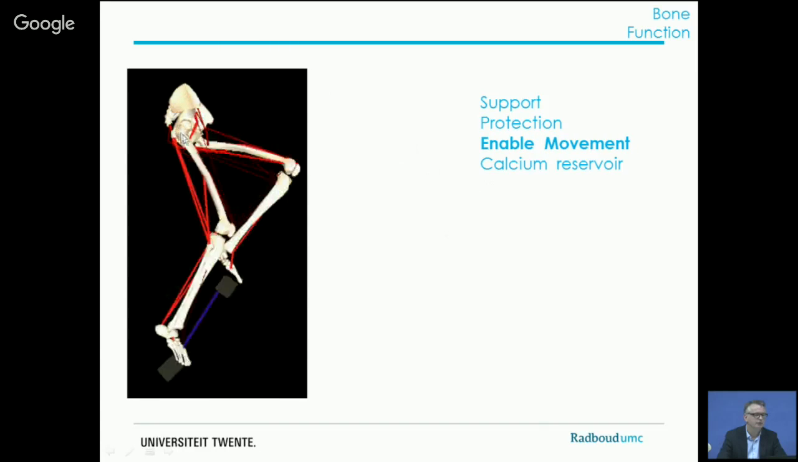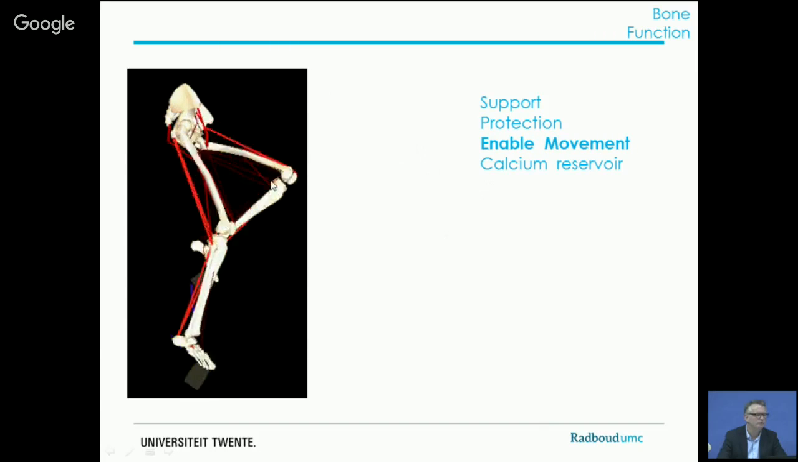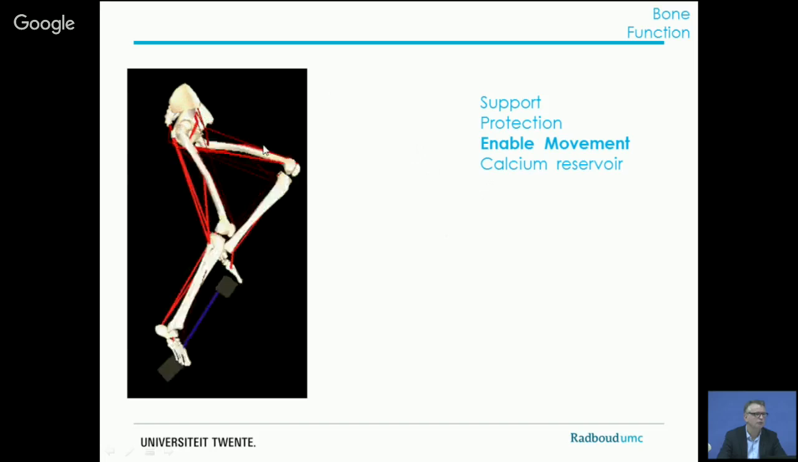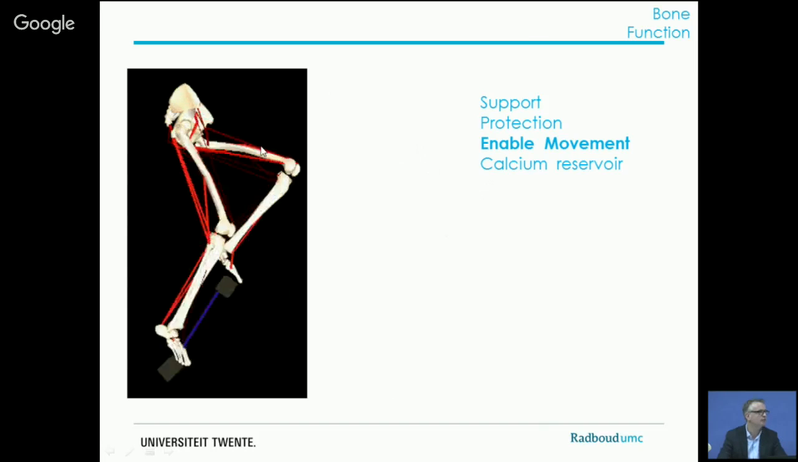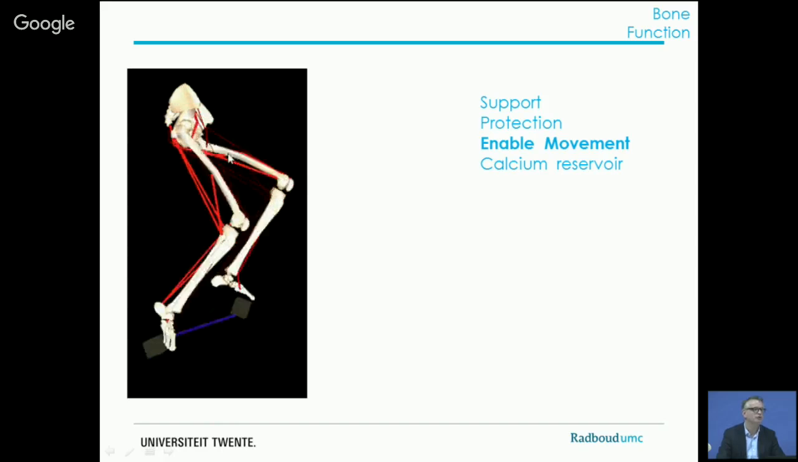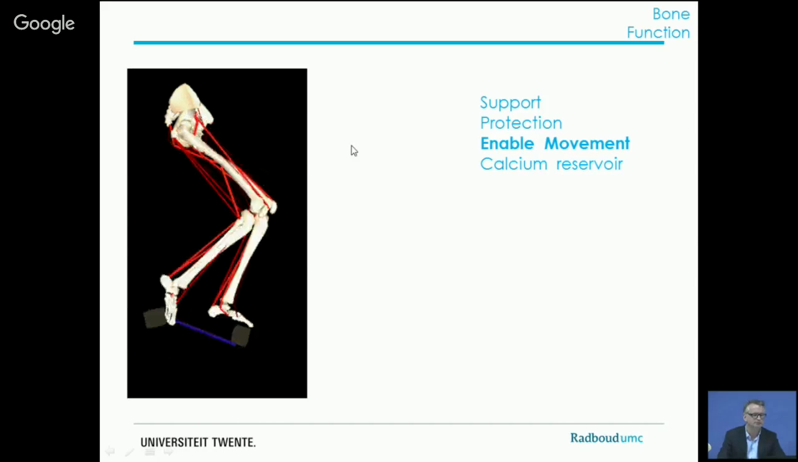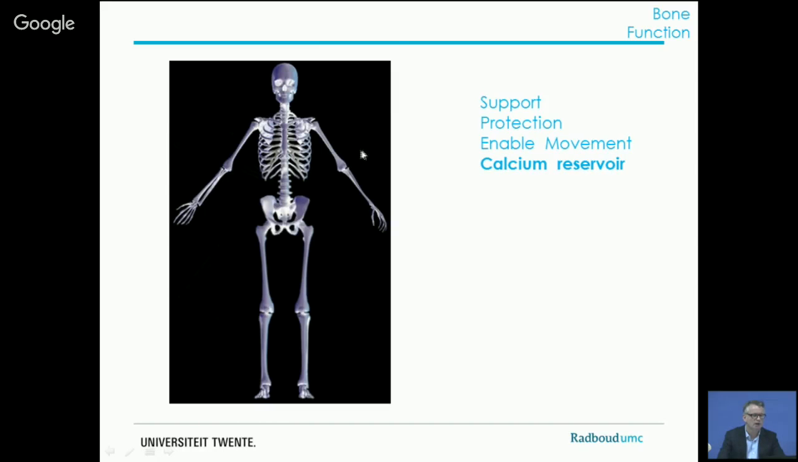And of course, the bones allow movement. If you don't have bones, you can move. I mean, snakes and snails, they move, but not as efficient as we do. So bones are good for efficient movement. And of course, the bone is a supplier of calcium.